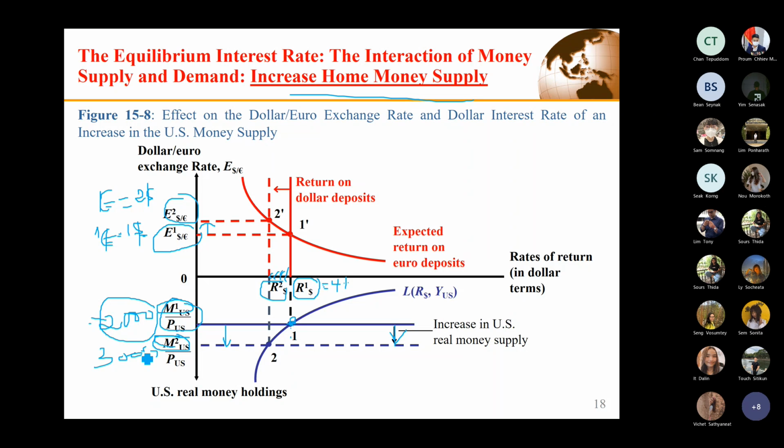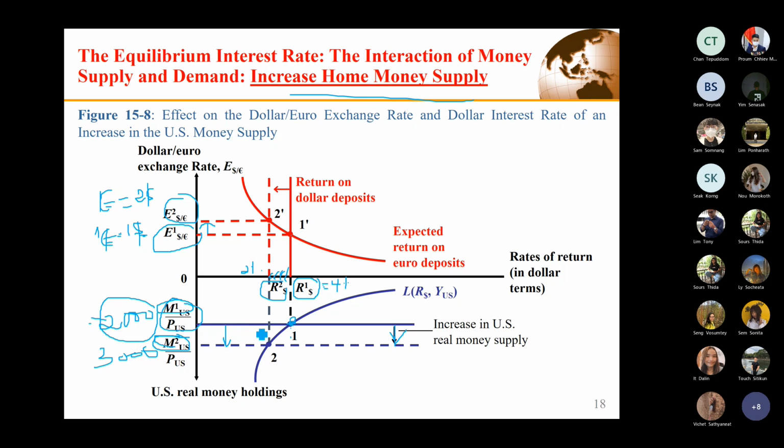In that case, people who have more money than they need would want to provide loans. Please come and borrow from me. I don't need that much money, and I charge you very low interest rate. Because of that, interest rate will drop from 4% here at point 1 to, let's say, 2%. So it drops from 4% to 2%.